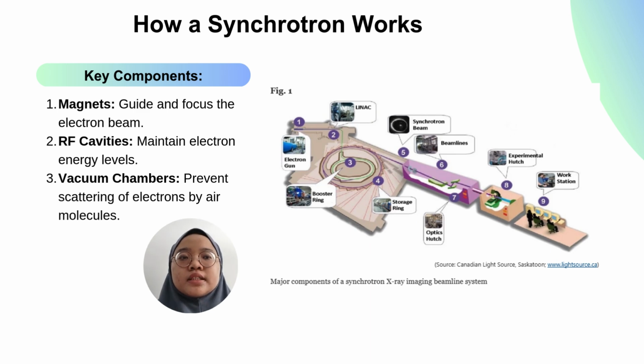The key components in a synchrotron are magnets, RF cavities, and vacuum chambers. Magnets guide and focus the electron beam, while RF cavities maintain electron energy levels. And lastly, vacuum chambers prevent scattering of electrons by air molecules.